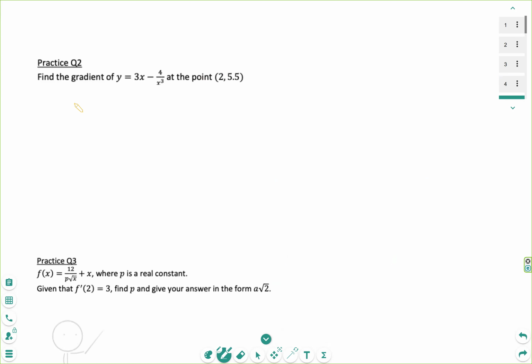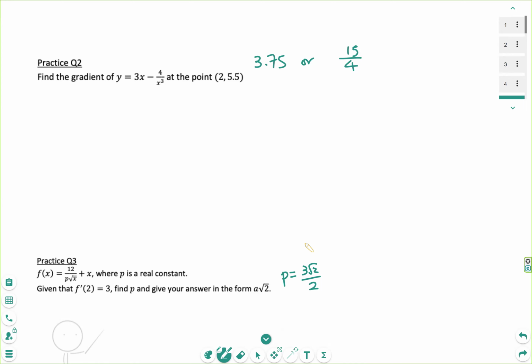You can have a go at practice question 2 and practice question 3, which I'll go through one by one. Pause the video, have a go at both questions. When you're ready for the answer, you can press play. Here's the answer for practice question 2 and practice question 3. If you got them both right, well done. That's the end of the lesson for you. Otherwise, I'll go through question by question.